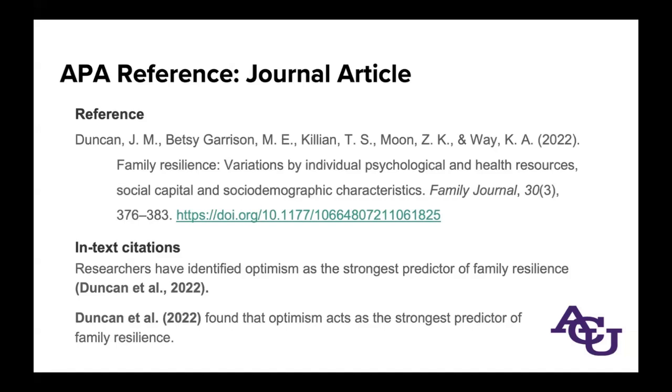The title goes in italics followed by a comma, and then the volume number also goes in italics. So that 30 is italicized, just like Family Journal. The issue number goes in parentheses next, but that's not in italics. It's just in parentheses. Then we put another comma followed by the page range. The page range is separated by an en dash. It's not a hyphen. It's a little bit longer.